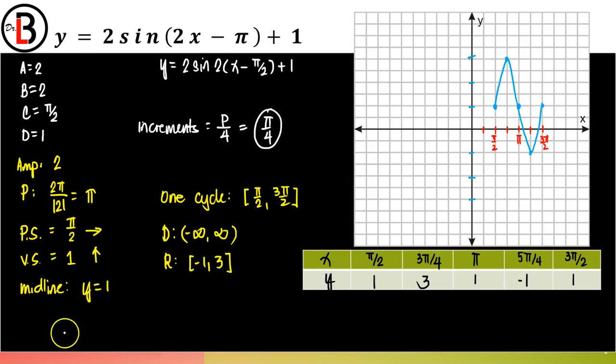And then you can see here the midline, y equals 1. That's the midline, y equals 1, the middle of the highest and the lowest value.